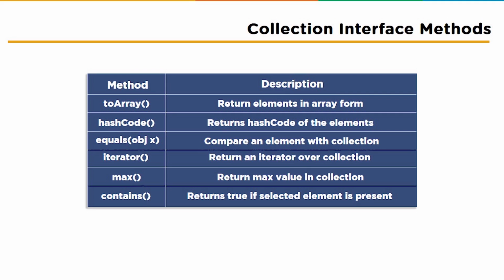Next, the equals method. The equals method is used to compare the specified object with the elements in the collection. Followed by that we have the iterator method. So the iterator method is used as an iterator over the elements of the particular collection. And finally we have the contains method. So the contains method returns true if a specified element exists in the collection and false if it is not present. So with this we finish the collection interface and collection interface methods.